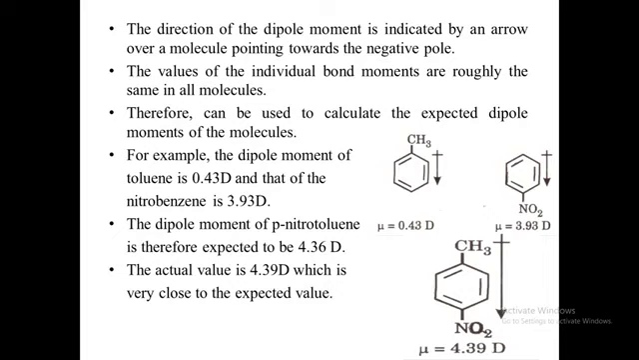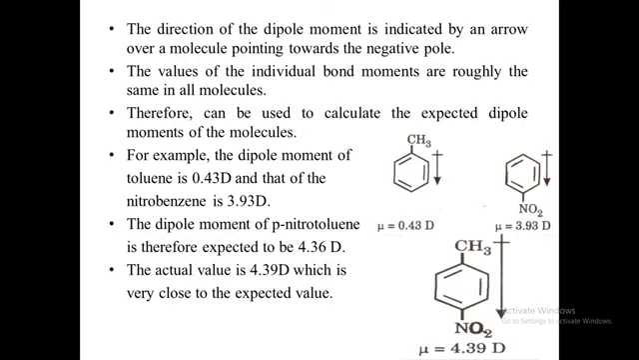In the third example, we have these similar groups attached at the same positions but within the same molecule. So we expect that its dipole moment should be equal to 0.43 plus 3.93. When its dipole moment was determined practically, it was very close to the expected value: the expected value was 4.36 D and the actual value was 4.39 D, which is very close to our expected value.